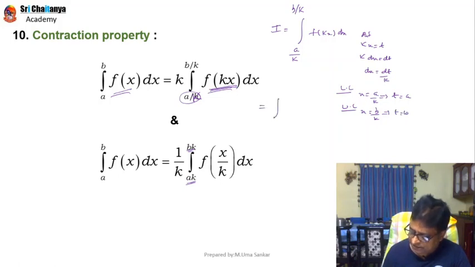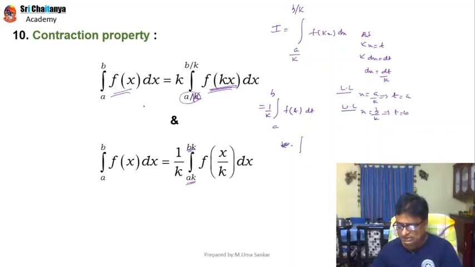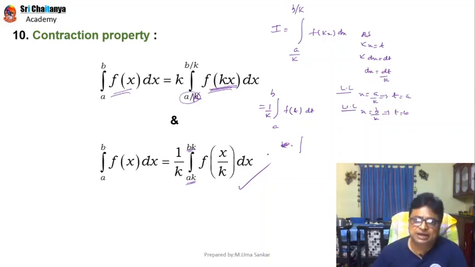So, my I is nothing but the integration from a to b of f of t. Instead of dx, I can write dt by k, that is 1 by k into this one. Already k into integration a by k to b by k, that k and 1 by k get cancelled. So, automatically you will get my answer as this one. Similarly, we can prove the second property. So, analytical proofs are very easy, but I am not interested in analytical proofs.